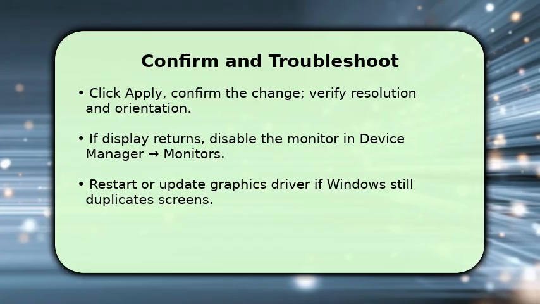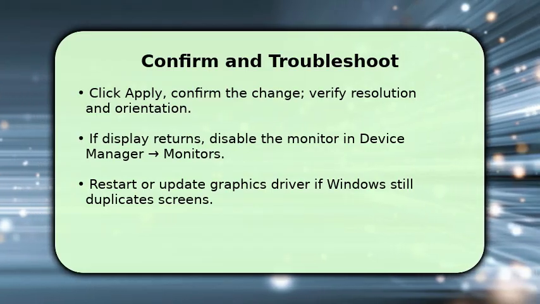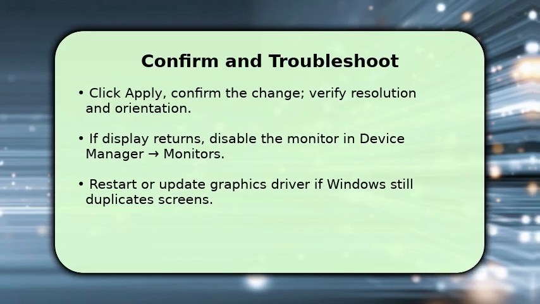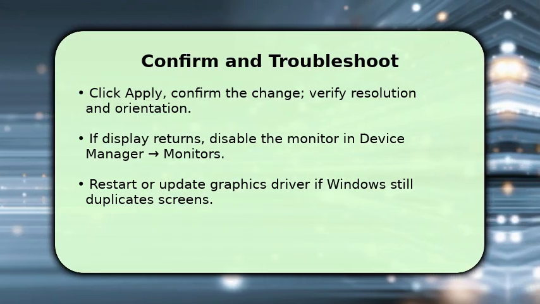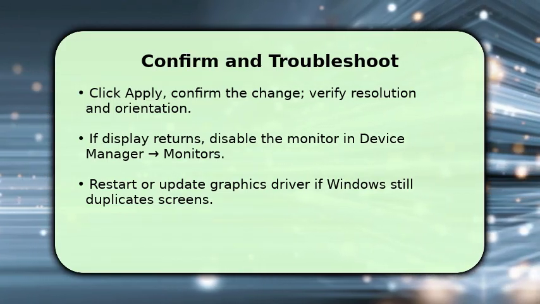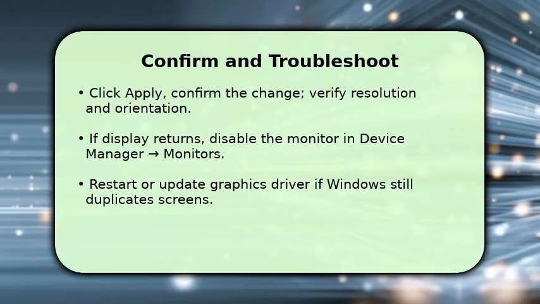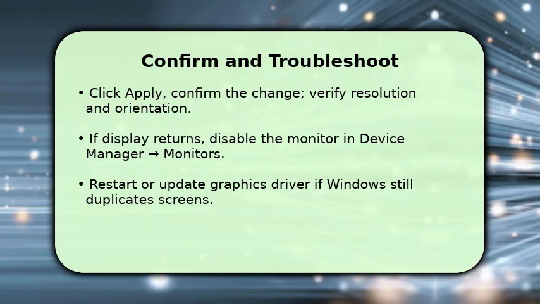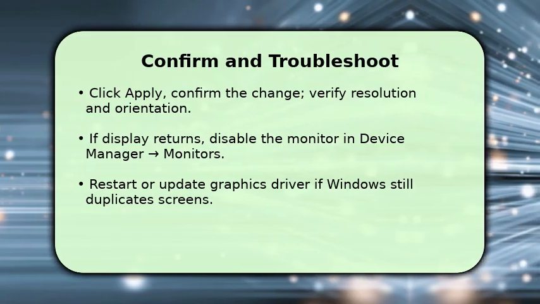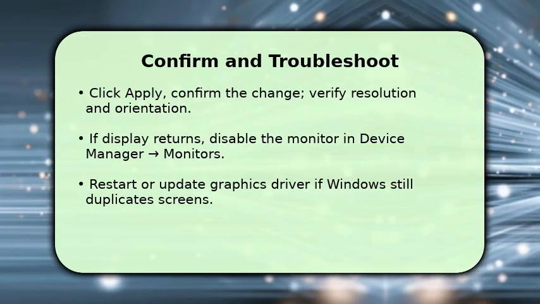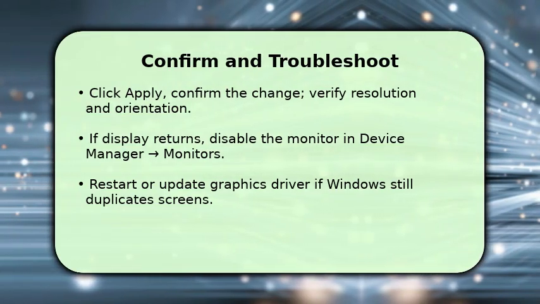If the disabled monitor comes back after a reboot, open Device Manager, expand Monitors, right-click the unwanted device and disable or uninstall it. Windows will stop driving that output. Make sure graphics drivers are current. If problems persist, reboot and reapply the Show Only option. This resolves.